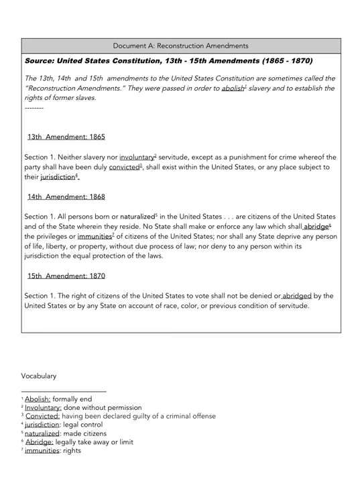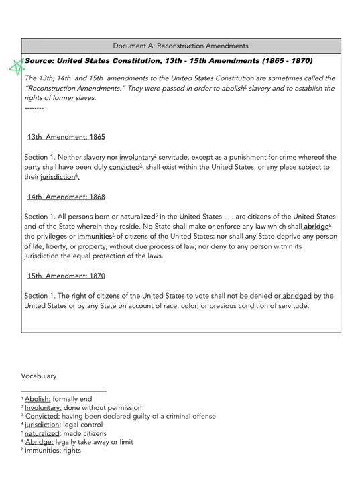In this video, we will be doing a first read of Document A to try to understand what it's all about. The title is Document A, Reconstruction Amendments. Before we read, let's look at a few of the text features first.